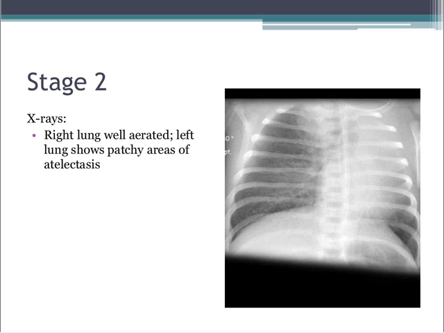Atelectasis is not an uncommon thing in preemies, so it should be something that's relatively easy to find either in your institution or something that you can find on the internet. But you want to find one where the right lung is well aerated, but the left lung shows patchy areas of atelectasis. And depending on the level of your learners, you might want to make that very, very obvious, or you might decide that you want to make it a little bit more subtle so that they can pick that up.